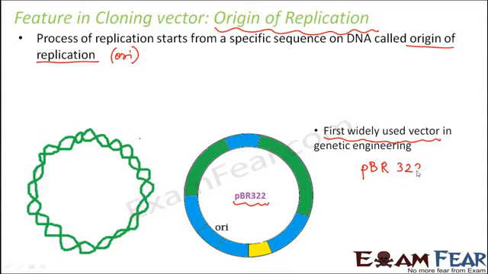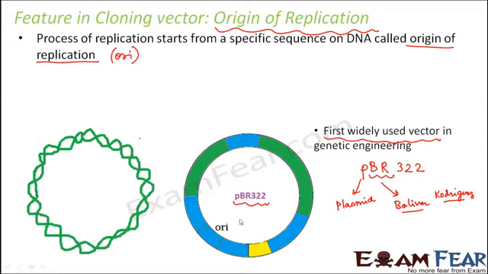PBR322. So here P stands for plasmid, because this is a plasmid circular DNA. What do B and R stand for? B and R stand for the names of the scientists Bolivar and Rodriguez. So these were the scientists who actually created this vector, or they were the first ones to describe this vector in the concept of genetic engineering, and that is why it was named after them. So that is why PBR. So these were the scientists who constructed this PBR322.